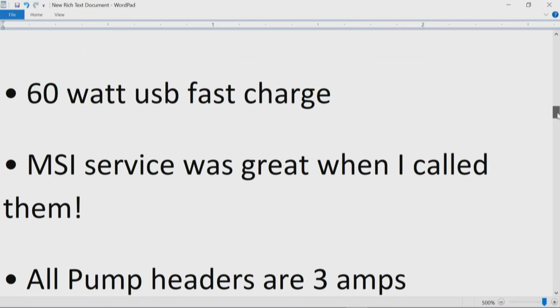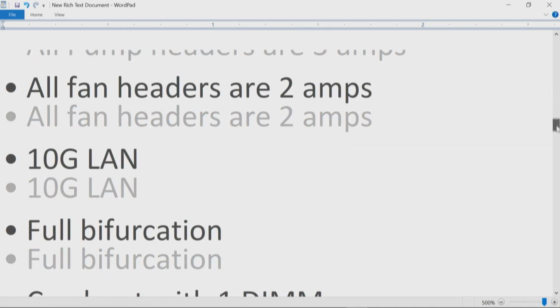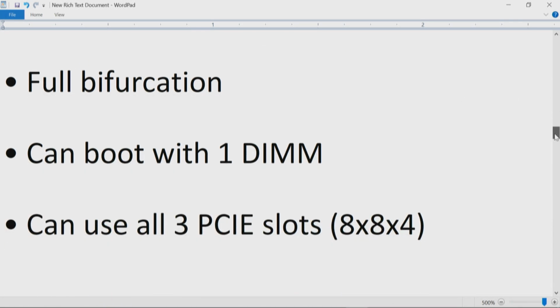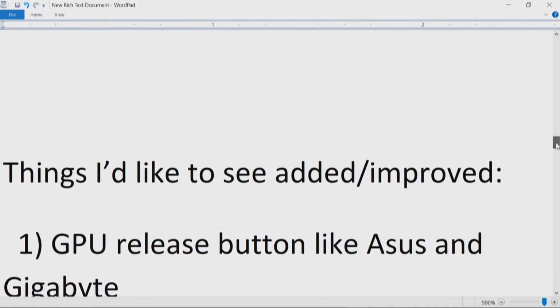MSI service was great when you had to call them for some details. Pump headers are 3 amps. All fan headers are 2 amps. The Marvell 10 gigabit LAN. And yes, to reiterate, supports full bifurcation. Can boot with 1 DIMM, we verified that. Can use all 3 PCI Express slots by 8, by 8 and by 4, and all to the CPU.